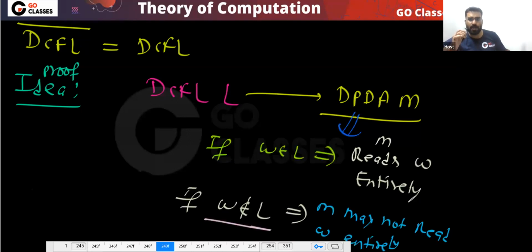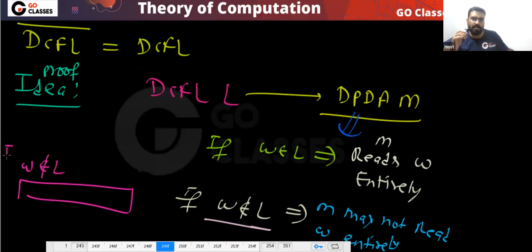Tell me this point. If W does not belong to L, then maybe this M can reject here if there is no move. If there is no move, then M rejects. Correct or not? So M may not read the entire W.